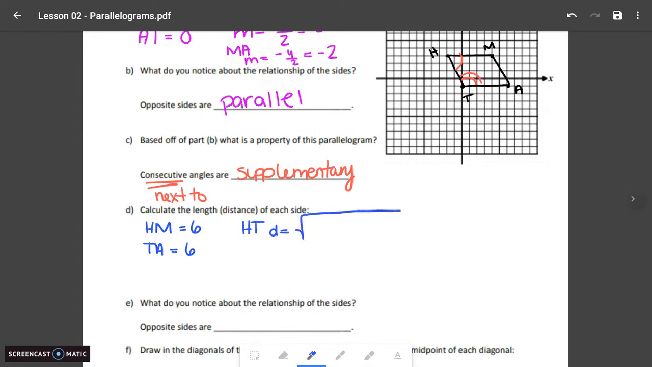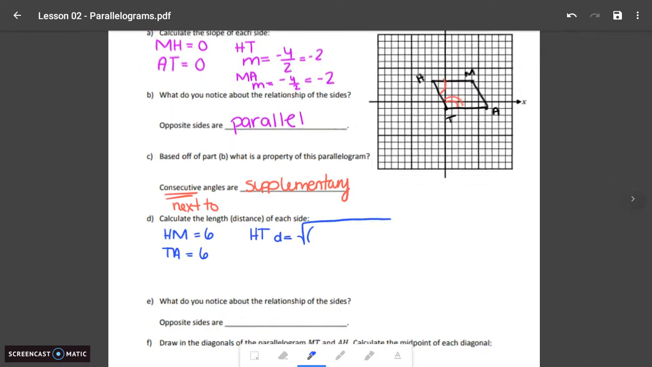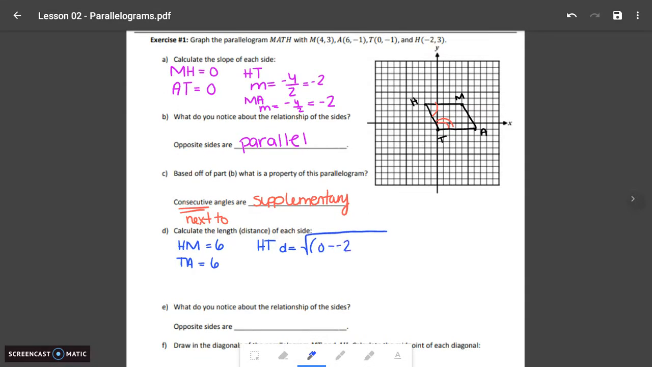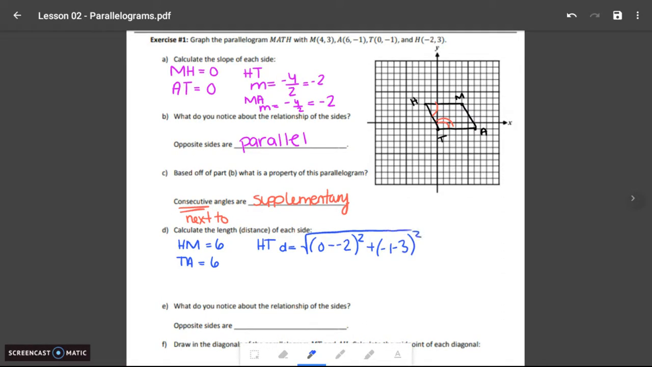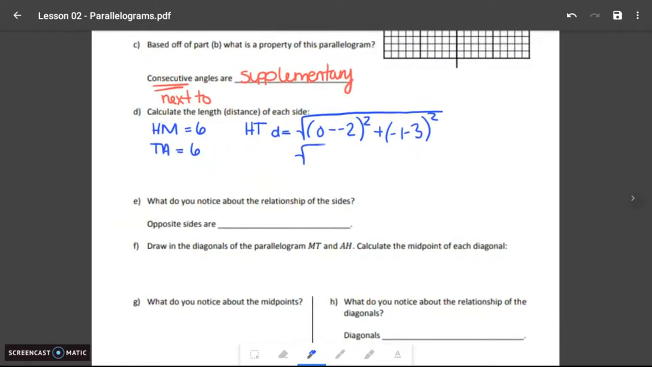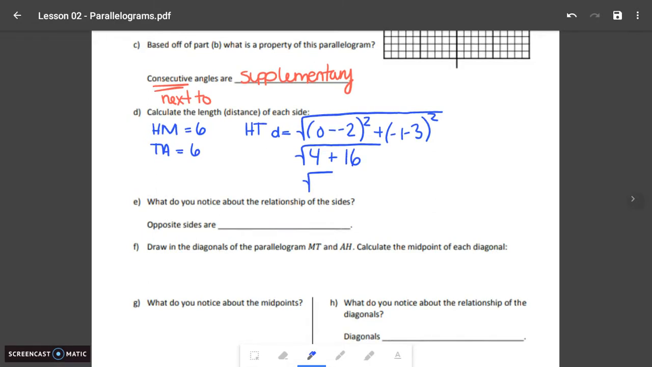So remember, we take the square root and we take the points. Since I'm using H and T here, we'll have 0 subtract a -2 squared plus -1 subtract 3 squared. And we'll end up with +2 squared is 4, plus a -4 squared is 16. And we'll end up with a square root of 20.